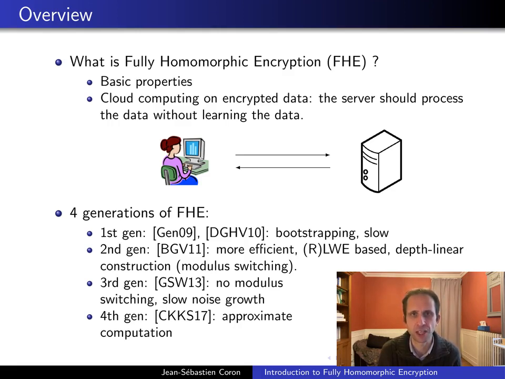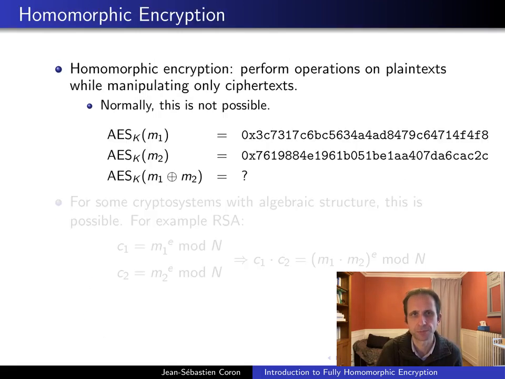Then we have the third generation, which is based on computing with matrices. The advantage is that the noise is growing much more slowly and without modulus switching. And then we have this fourth generation, with approximate computation, and homomorphic computation with floating point approximations. But in this lecture, I will focus mainly on the DGHV scheme from the first generation, because it is quite simple, and for this scheme, the bootstrapping operation is relatively simple to describe. So I will mainly focus on this scheme.